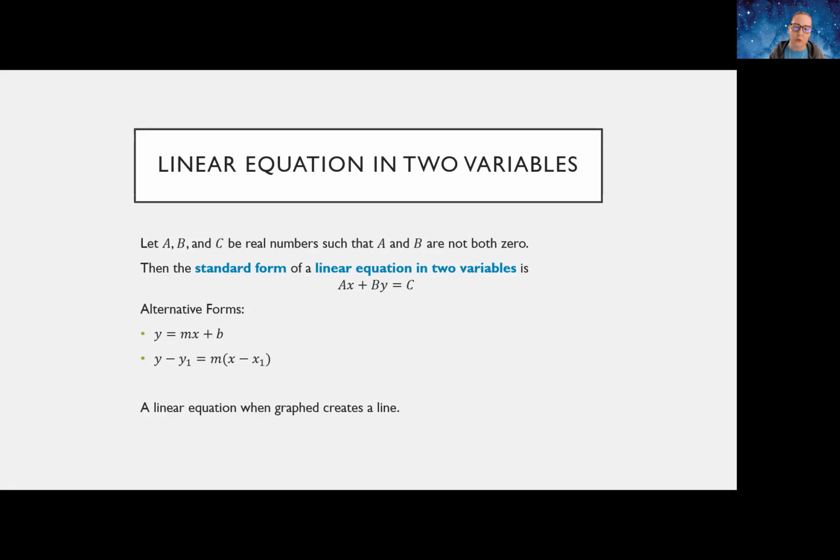There are two additional equations for lines. We've got y equals mx plus b, and then y minus y1 equals m times x minus x1. These equations are used to graph lines. We're talking about horizontal and vertical lines here, so the equations for those types of lines are going to be related to these.